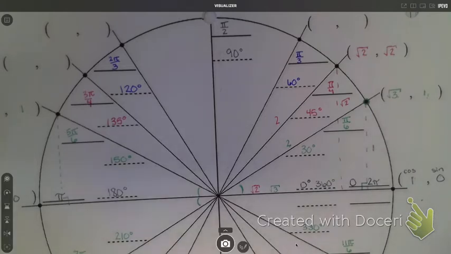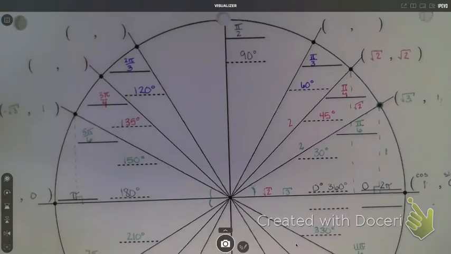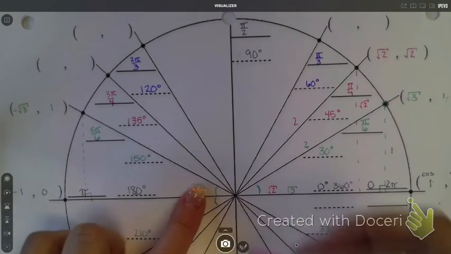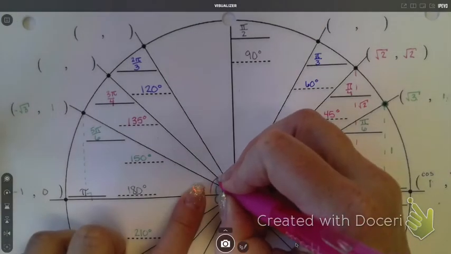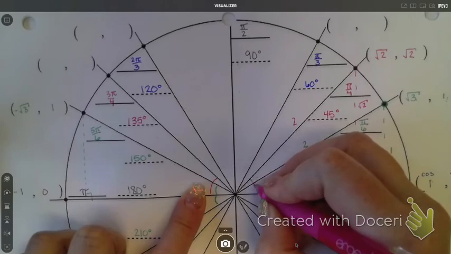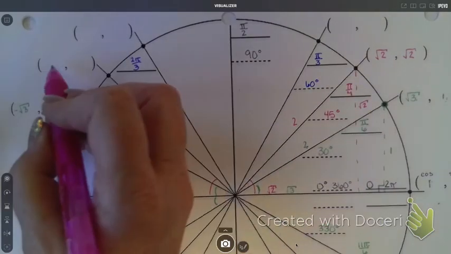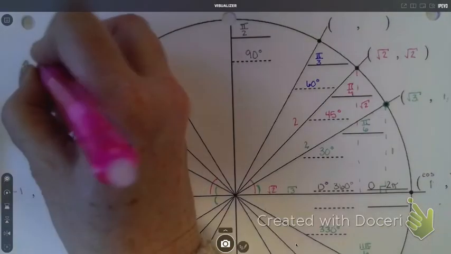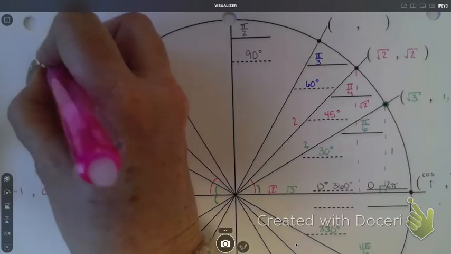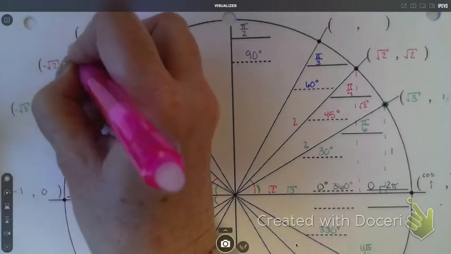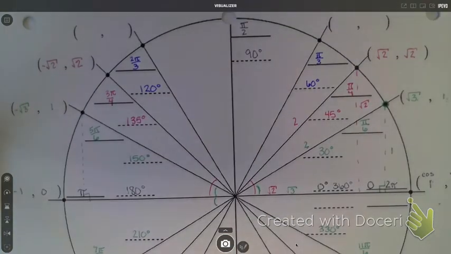Okay? So what other angle? 135, because 135 is 45 away. So what's my point over here? Negative square root of 2, square root of 2. What other one? 225.